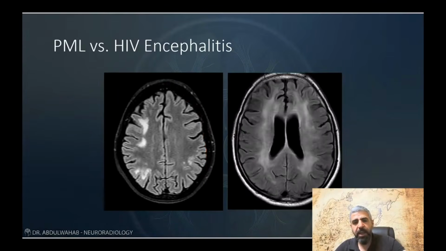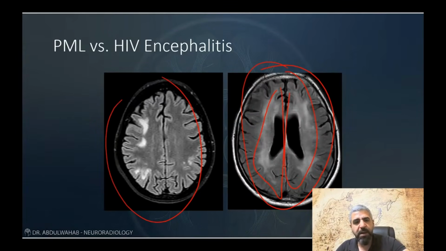So the HIV encephalitis here, the mirror image, and it stays deep. It's bilateral, it's symmetrical. While the PML on the left side here, it's a chaotic mess that hits the surface, not involving the gray matter. So if it's symmetrical, it's HIV encephalitis. If it is asymmetrical, it's probably PML, or progressive multifocal leukoencephalopathy.